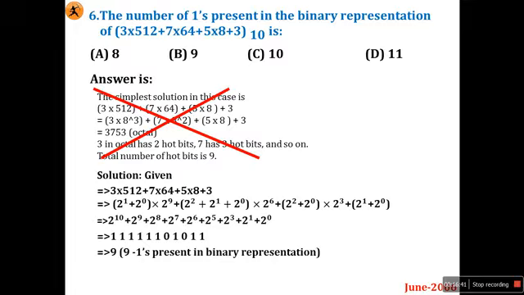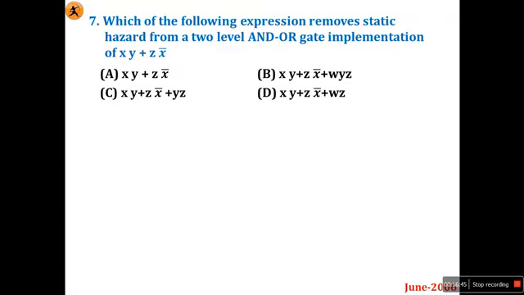Okay, now we'll go for the 7th question. Which of the following expressions removes static hazard from a 2-level AND-OR gate implementation of xy plus zx dash? Now this question is not easy to solve, because you should first know what a hazard is, then what a static hazard is, then you need to solve this one using an AND-OR gate. Now we'll solve it one by one.